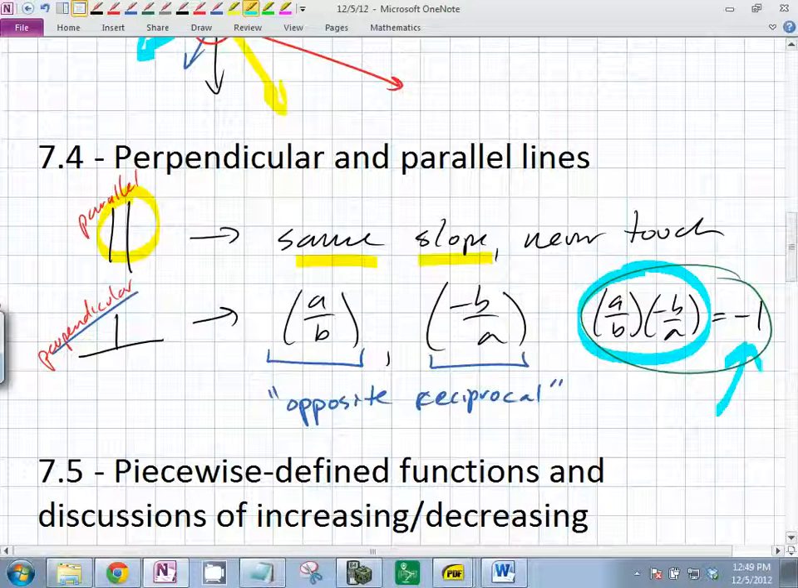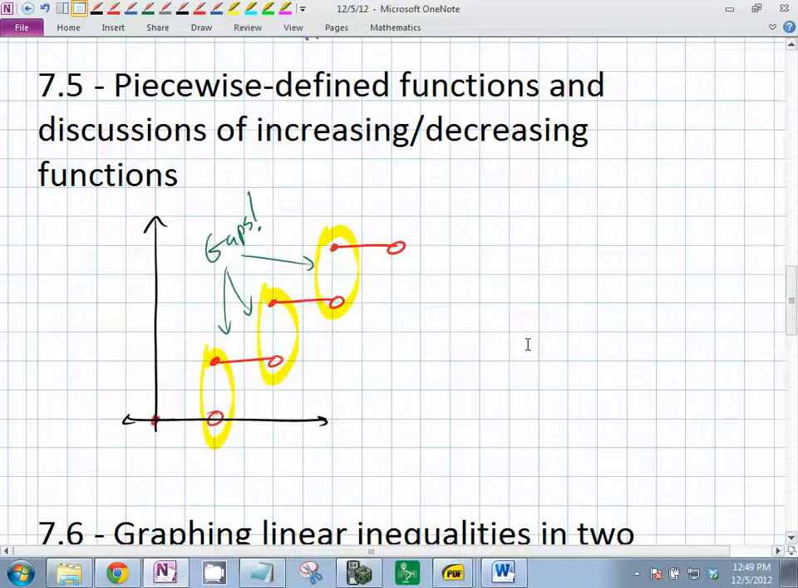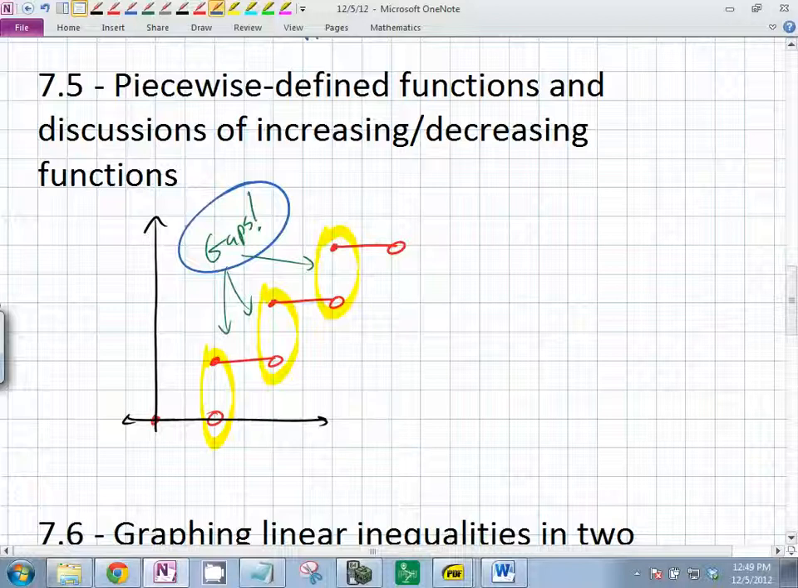Now we have that big question we've been working on. We might come back to it and incorporate some more perpendicular and parallel line stuff. Piecewise defined functions are going to be functions that look like this. They could be curvy. They could also be straight. But the new thing that's going to be introduced is these piecewise functions can have gaps. The thing to remember about piecewise functions is that they are functions that are defined in pieces.